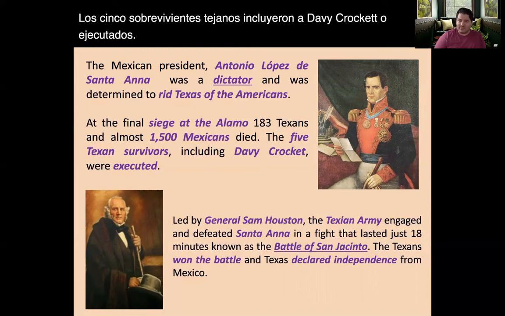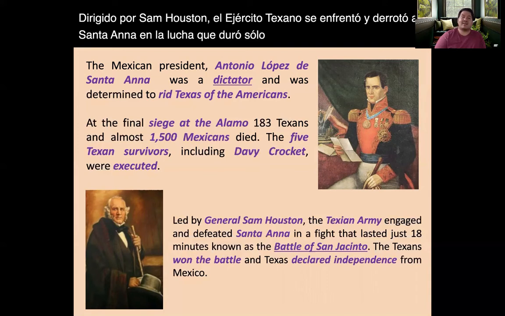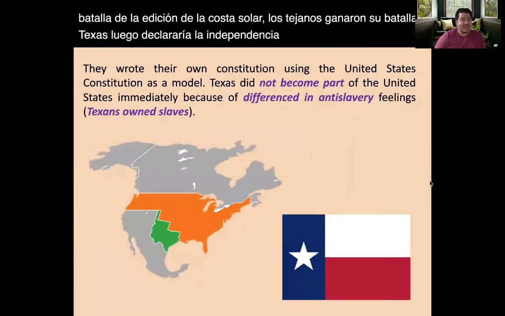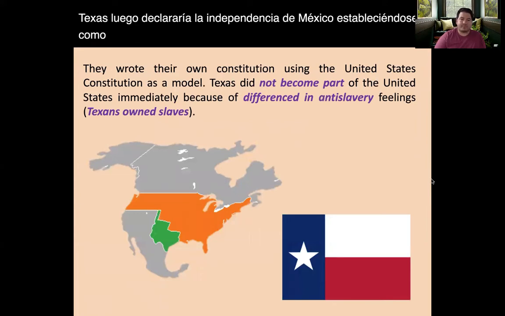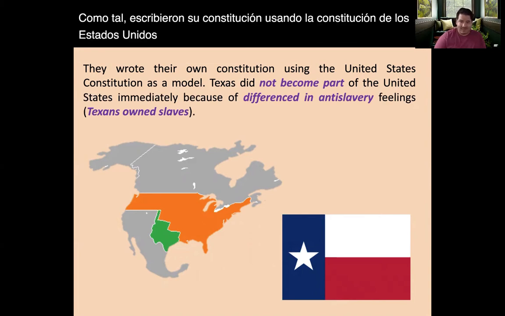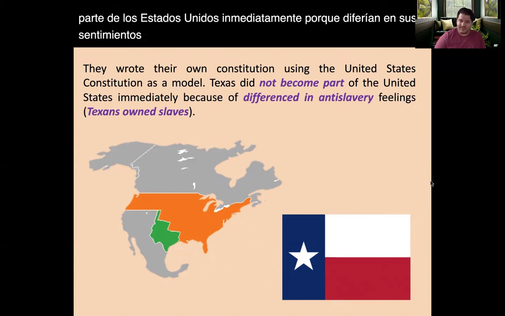Led by Sam Houston, the Texan army engaged and defeated Santa Anna in a fight that lasted just 18 minutes, known as the Battle of San Jacinto. The Texans won their battle, and Texas would then declare independence from Mexico, establishing themselves as their own independent republic. As such, they wrote their constitution using the United States Constitution as a model. And Texas did not become part of the United States immediately because they differed in their anti-slavery feelings. Texans owned slaves.